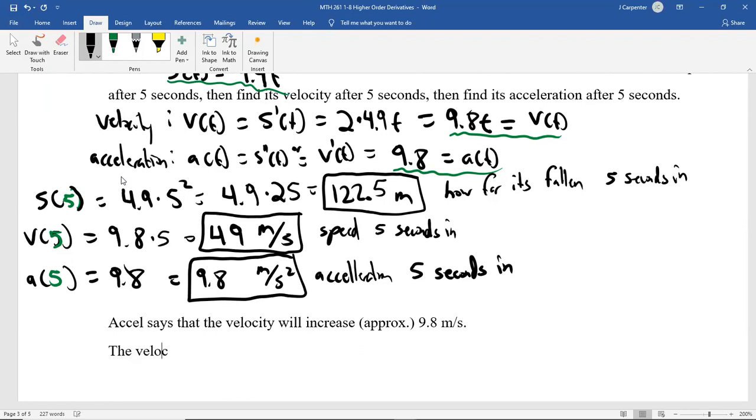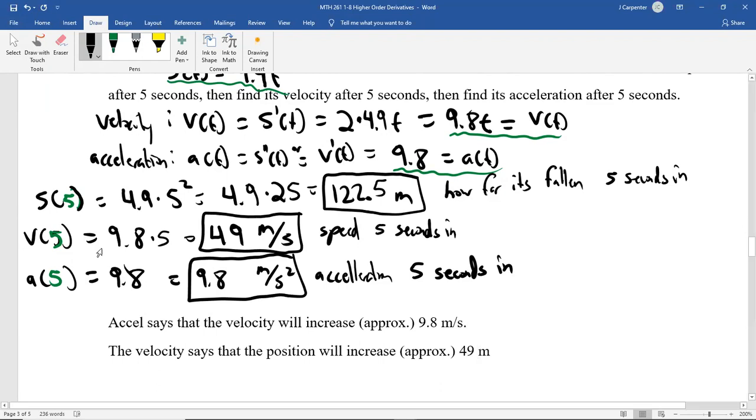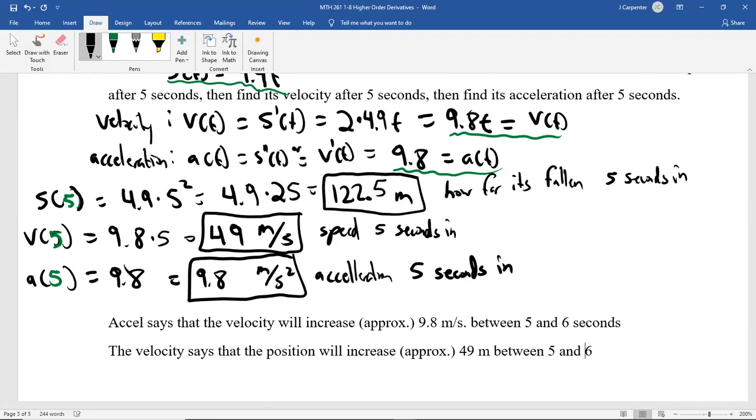The velocity says that the position will increase, again, approximately, not necessarily exactly, 49 meters. And these are supposed to be from seconds 5 to 6. So that's the bigger statement that you can take away from that.